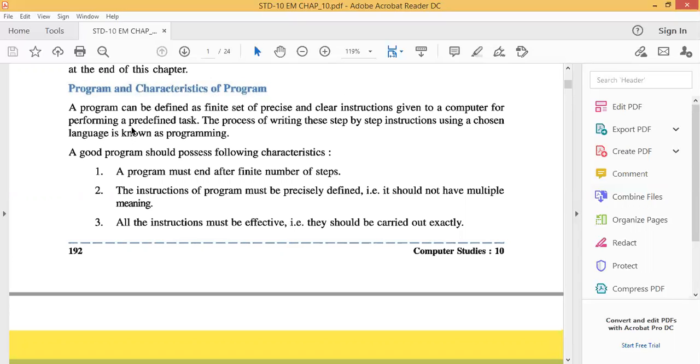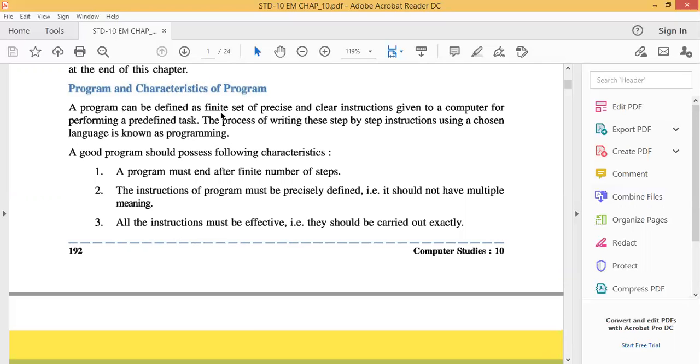The instruction given to the computer by us for performing a predefined task should be precise and clear. The process of writing this step-by-step instruction using the chosen language is known as programming. When we want to do any predefined task from the computer and we give it step-by-step instructions, that is called programming. What is a program and what is programming?